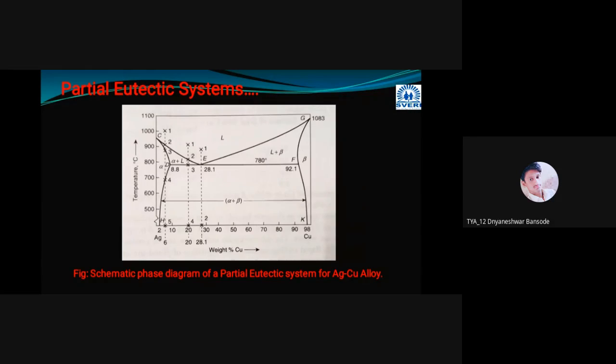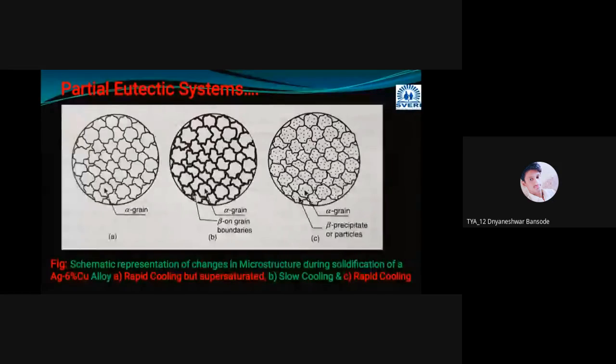Then when temperature reaches point 3, whichever amount of liquid is there, all that liquid will get transformed to the alpha phase. Means in this region 3 to 4, only alpha solid solution will be there. And that you can see in diagram A, the first diagram which I have shown in this microstructure. That diagram A is indicating there will be only alpha grains. All liquid is transformed to the solid, and it contains alpha grains here.